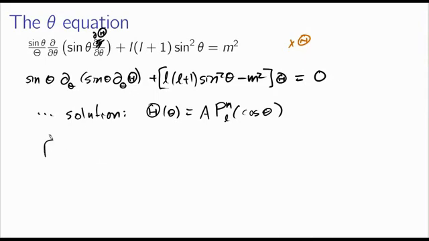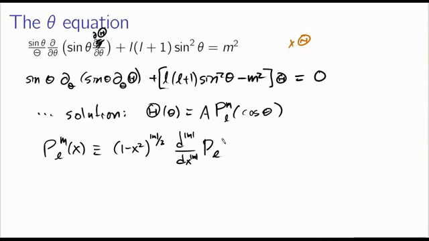I'll write that out. P sub L superscript M of x, now just a generic argument, is more or less defined to be 1 minus x squared raised to the power given by the absolute value of m divided by 2 times the mth derivative of the P sub L of x, where P sub L of x now is a Legendre polynomial. So these P sub L superscript m's are the associated Legendre functions, and they're expressed in terms of the P sub L's, the Legendre polynomials. Mathematica knows about these, Sage knows about these, any computer algebra software worth its salt should know about Legendre polynomials. It may even know about associated Legendre functions.